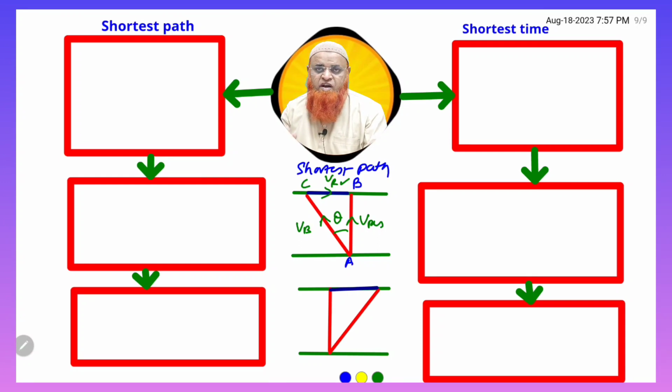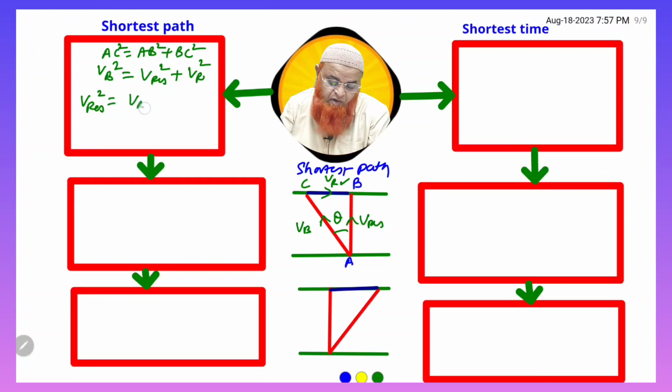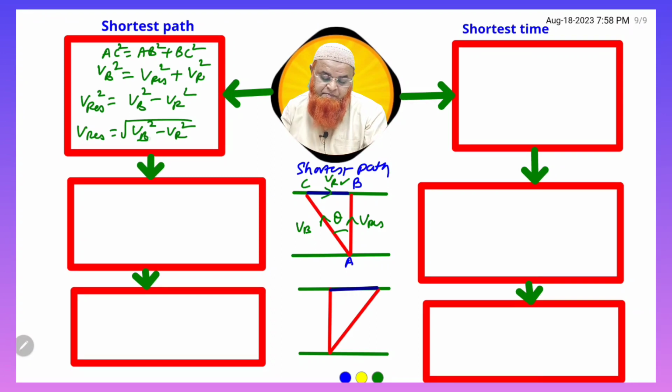Okay. So our aim is to find out the resultant velocity now in the shortest possible path. So if you apply Pythagoras theorem here, you know that AC square is equal to AB square plus BC square. So what is AC here? AC is nothing but the velocity of the boat, pure velocity of the boat, and AB is nothing but the resultant velocity whole square plus the velocity of the river whole square. Therefore, resultant velocity is going to be velocity of the boat whole square minus velocity of the river whole square. So therefore, resultant velocity is equal to square root of VB square minus VR square. So we got the resultant velocity.